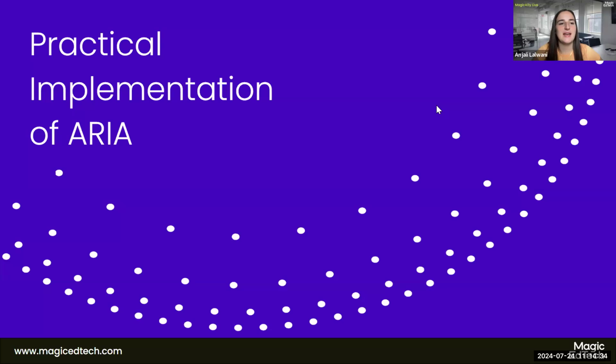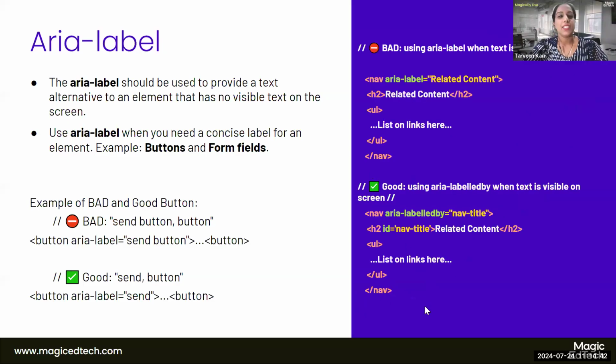Okay. And now we'll talk about some practical implementation for ARIA. So let's start with ARIA label because this is the most widely used, which helps stabilize and have better accessibility compliance for any element. Now, why do we use ARIA label? ARIA label actually helps you define or provide a textual label for any given element. We use ARIA label when we need a concise label for buttons, form fields, and whatnot.